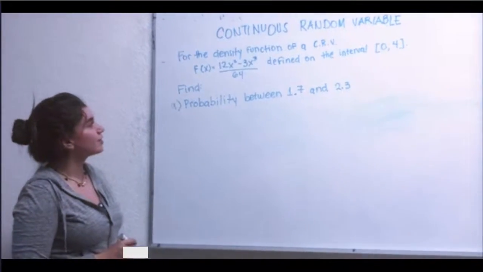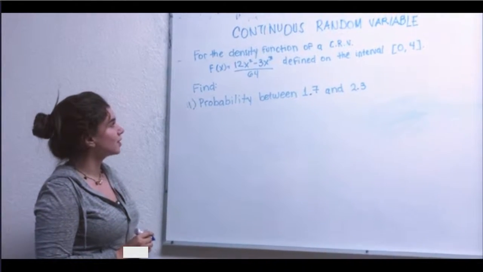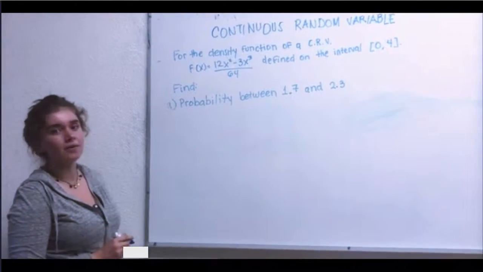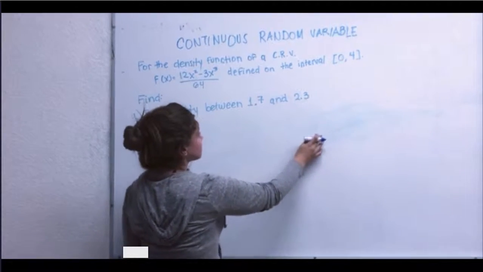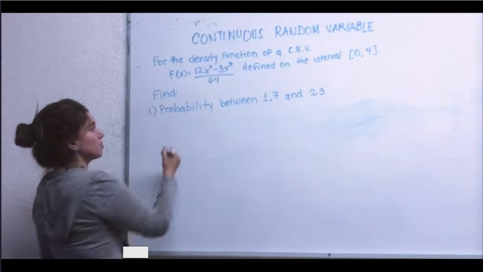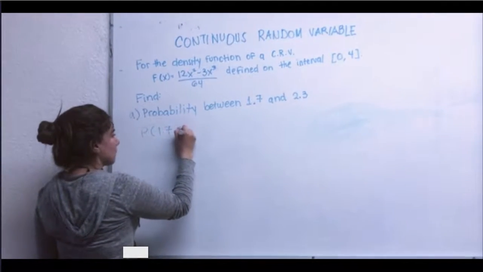For the density function of a continuous random variable, f of x equals 12x squared minus 3x cubed over 64, defined on an interval between 0 and 4. First, we're going to find the probability between 1.7 and 2.3.